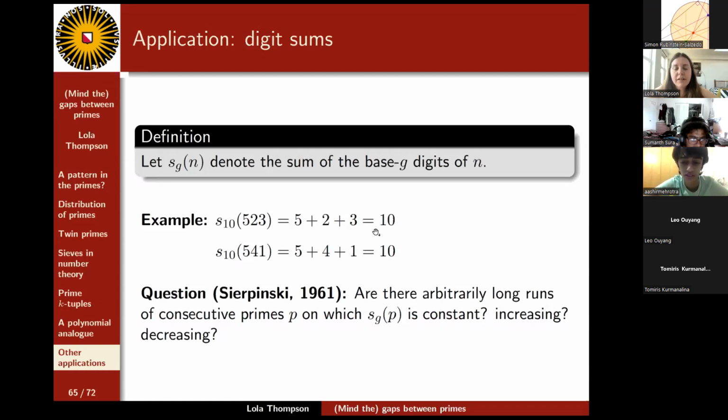Like we had here where we got the same number twice. Or can we get arbitrarily long runs where the digit sum is increasing? Or can we get arbitrarily long runs where the digit sum is decreasing? So he was curious about all three of these questions. You notice here we did this with base 10, but he's asking a more general question with base G, if you want to do things in base G. All right, so that was the question that Sierpinski posed.